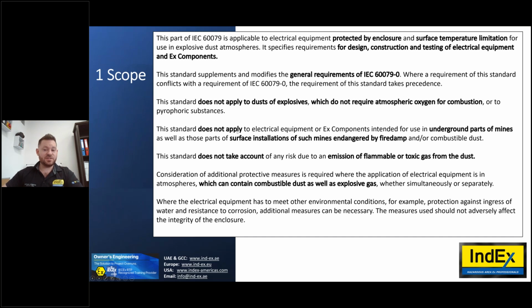Now, this standard does not apply to underground mines or surface installations which are endangered by firedamp, okay? The standard does not take into account the emission of flammable or toxic gas from the dust. Additional protection measures are required for electrical equipment which can contain combustible dust as well as gas. So what do we consider? We consider that a hybrid mixture.